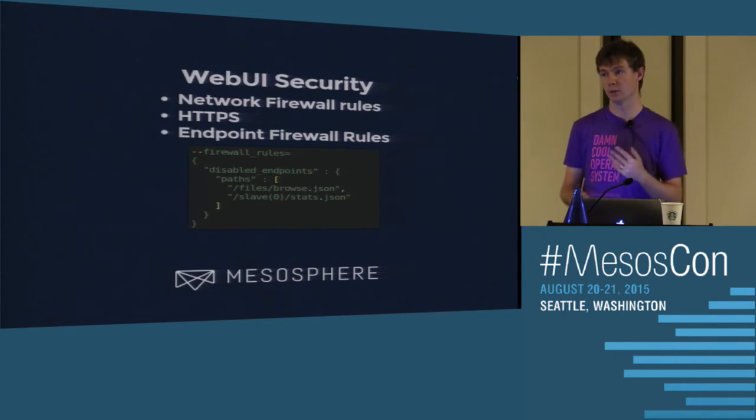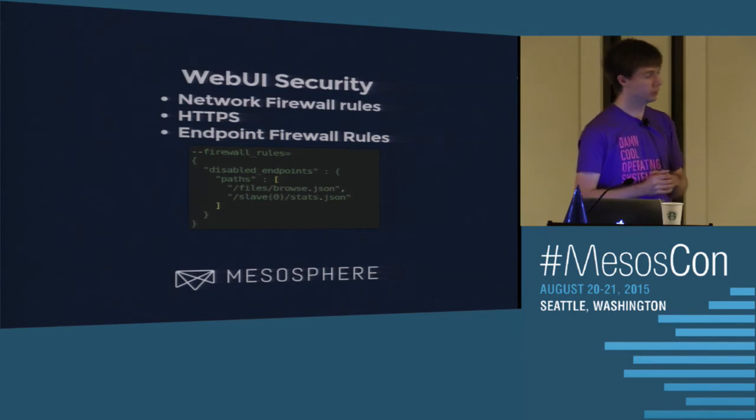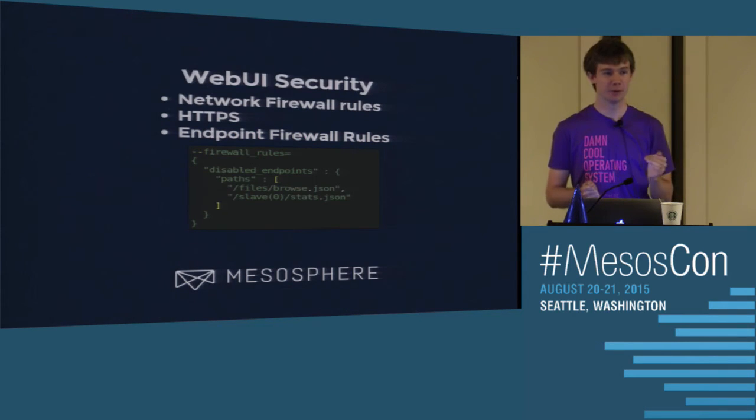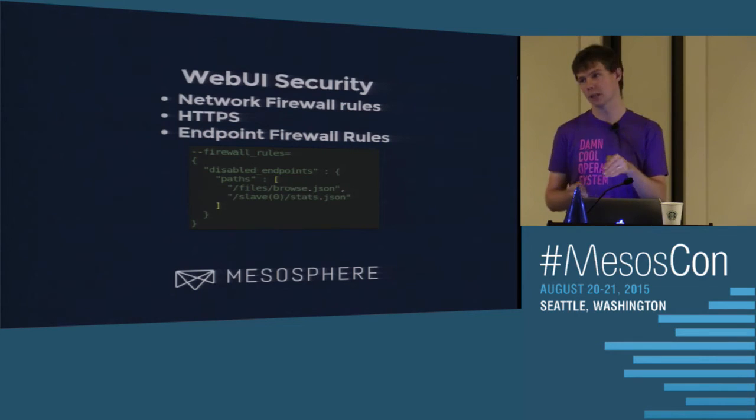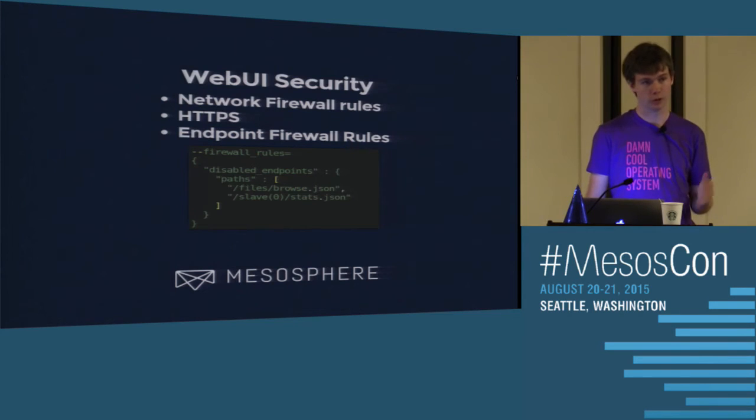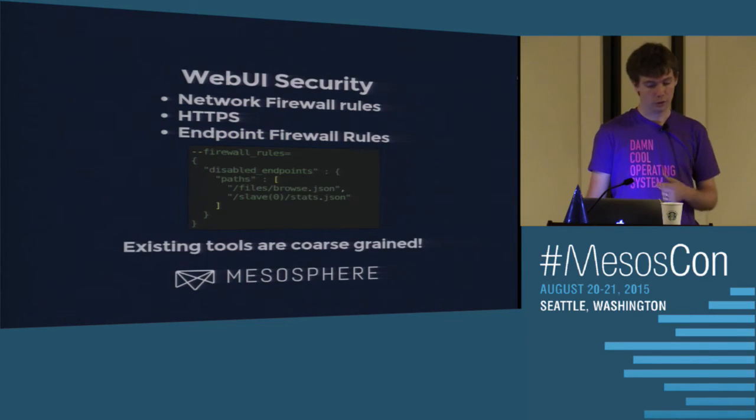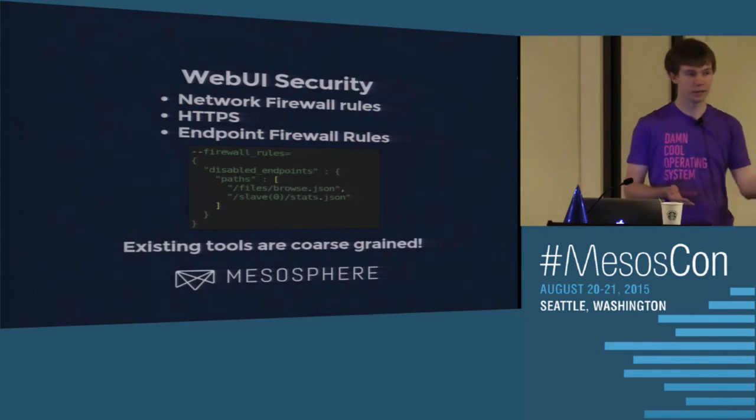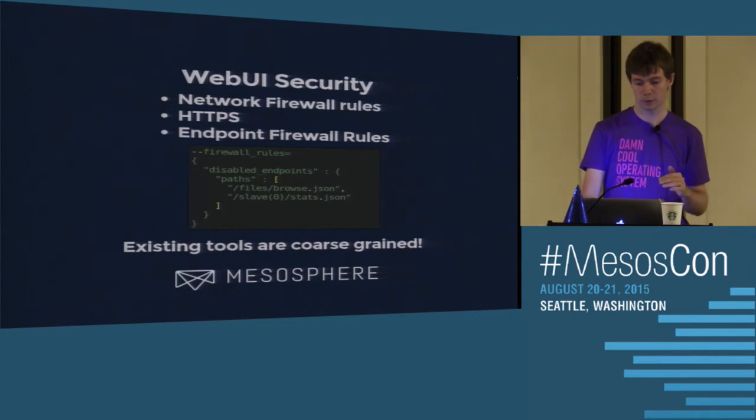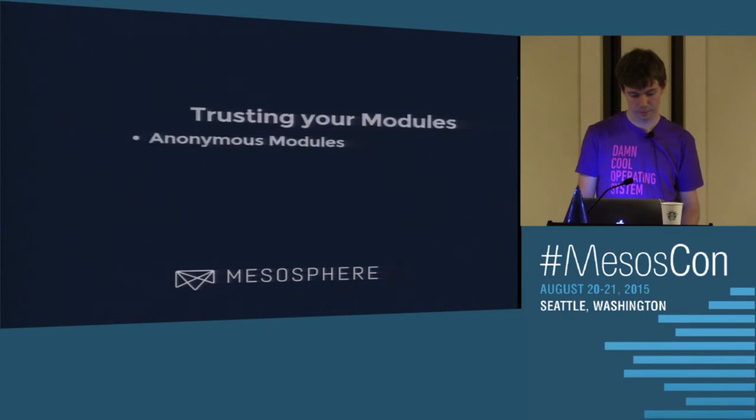If there are some endpoints that you think you're vulnerable to, like browsing some of the files on the agents, you can disable those endpoints in the meantime using the new firewall rules that are in 0.23 or 0.24. And as Adam mentioned, you can even control the users that have access to the teardown section. These tools are pretty coarse-grained, right? Either you have access or you don't. So there's a design doc that got sent out about two weeks ago to have many more fine-grained controls around these endpoints. Please do go look at the dev list and check it out.